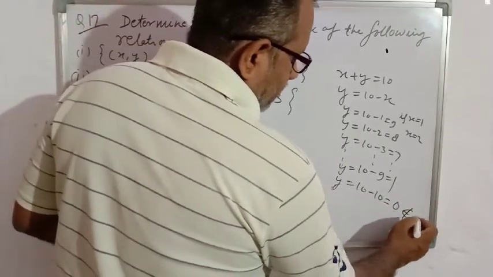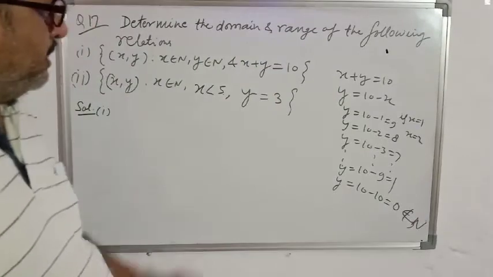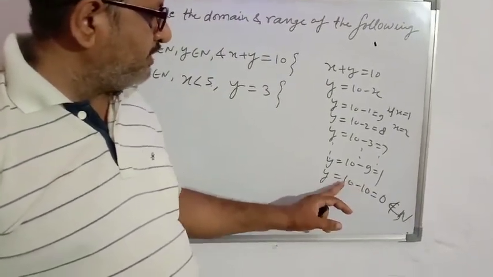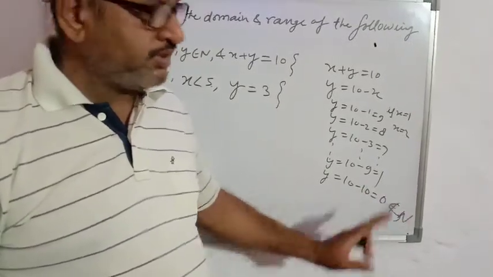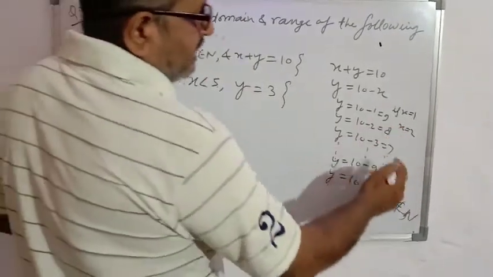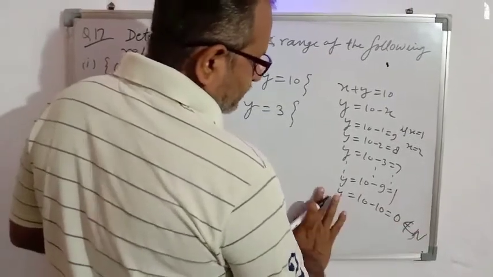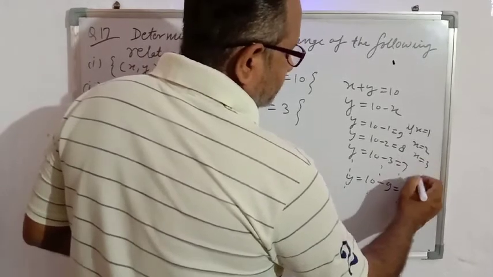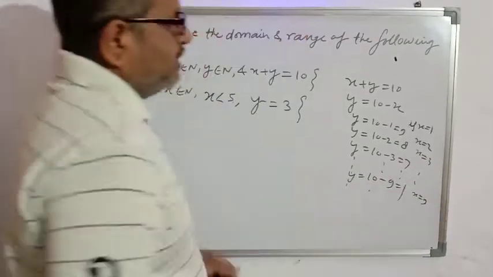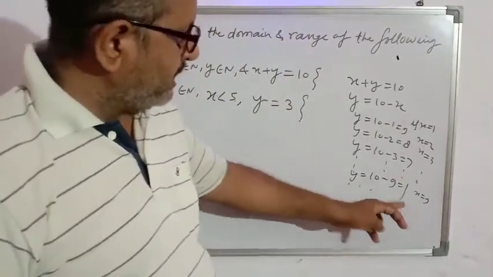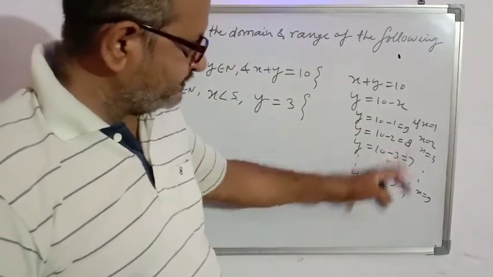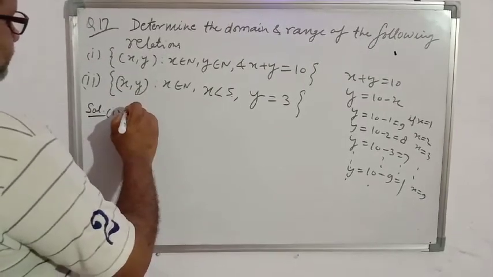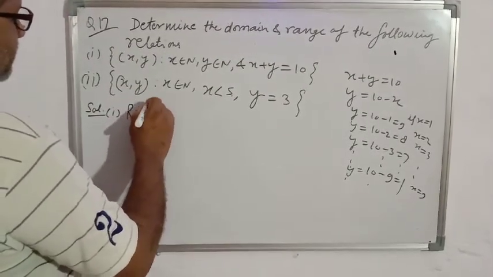It is not a natural number. X and y both are natural numbers. So if we put x is equal to 10, y will be 10 minus 10, 0, which is not a natural number. It means the value of x we have to take from 1 to 9. The value of x will give the domain and the value of y will give the range. So how will we write it in the roster form?